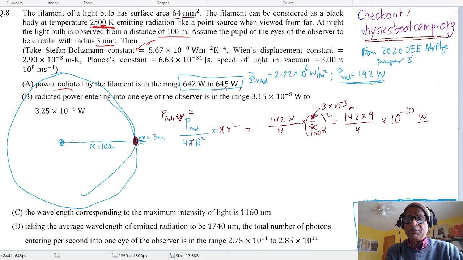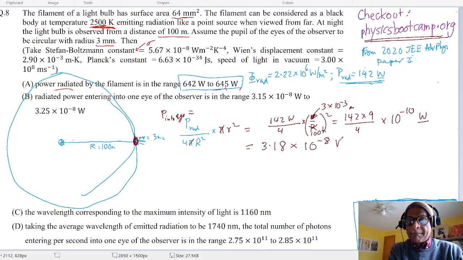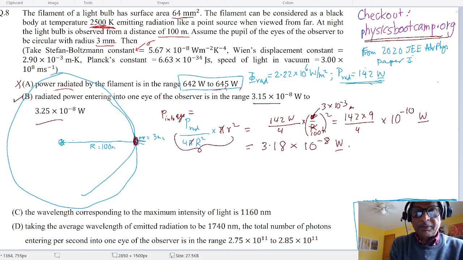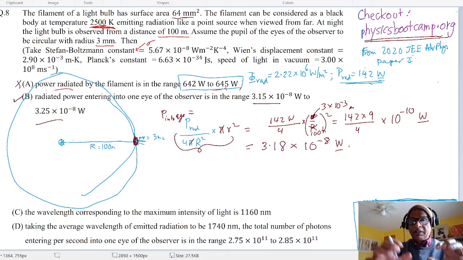This looks like it's going to be in the range, and it actually is 3.18 times 10 to the power minus 8 watts. You calculate this out, so almost like 31.8 nanowatts, and it is in this range. So B is correct. This is incorrect. So this is basically power. This is the intensity.